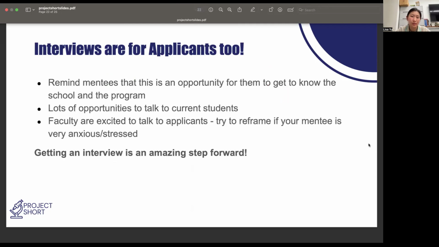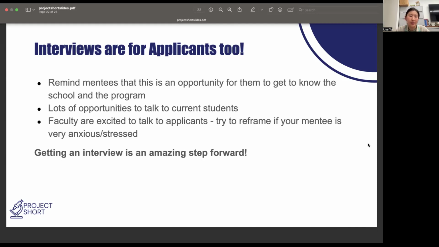So some last points are that interviews are for the applicants too. And I know that interviewing can often be a very stressful process for applicants. So if that's the case for your mentee, you can try to reframe it more as an opportunity for them to get to know the school and the program better, because it really is an opportunity for them to talk to people in the program, talk to their potential mentors, get to know if they would actually like it, and they should make the most of that. So this is hopefully something that can help them in case they're feeling anxious or stressed.